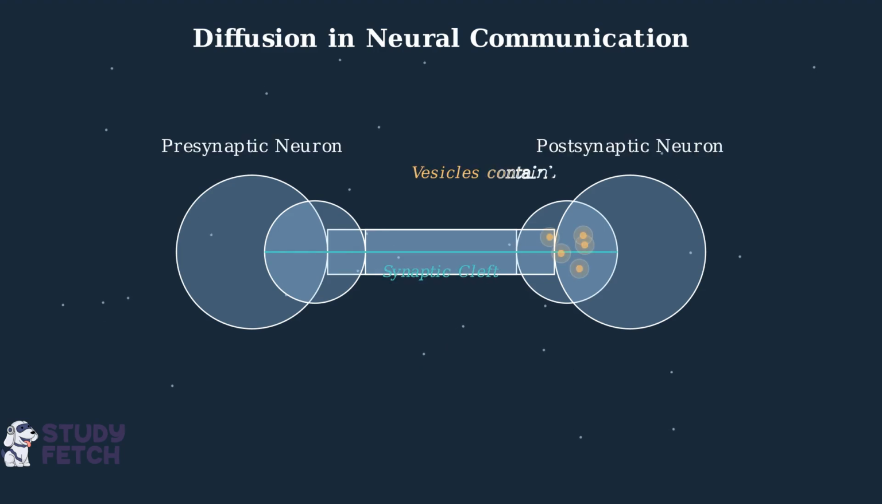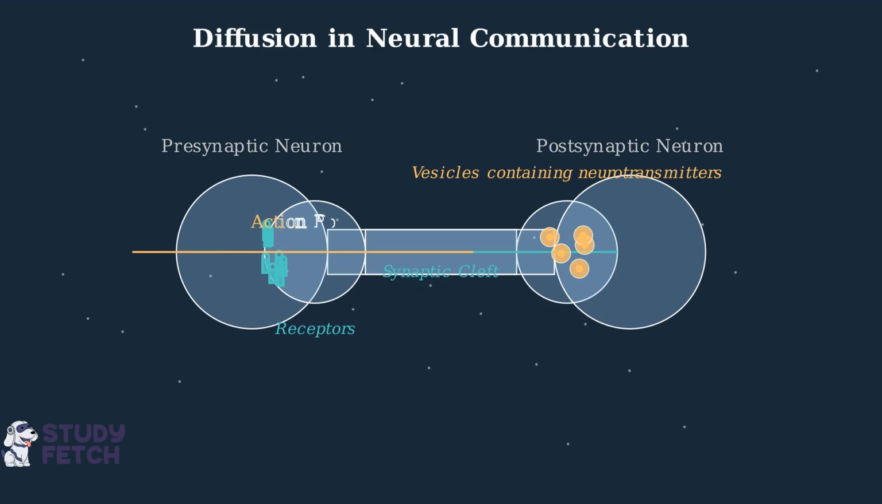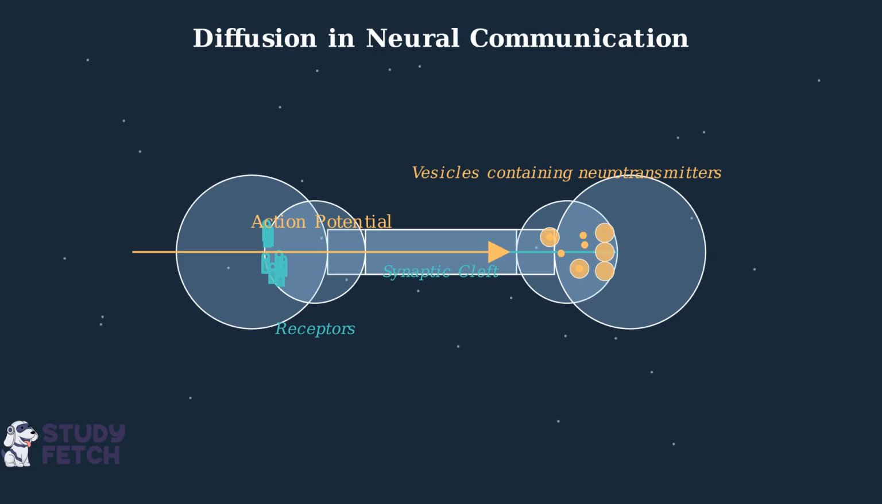Neurotransmitters are stored in vesicles within the presynaptic neuron. The postsynaptic neuron has specialized receptor proteins that can bind to these neurotransmitters. When an action potential reaches the end of the presynaptic neuron, it triggers the release of neurotransmitters. These neurotransmitters are released into the synaptic cleft, where they diffuse randomly across the gap.